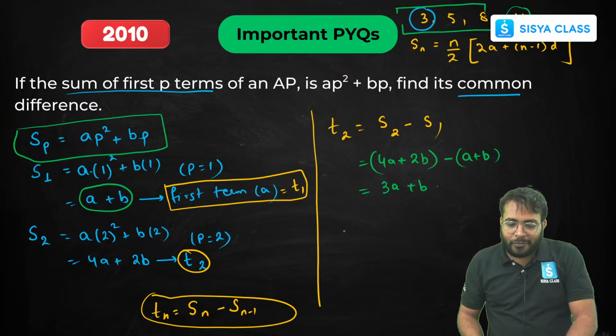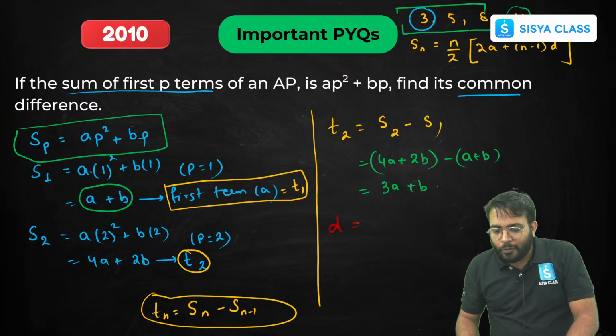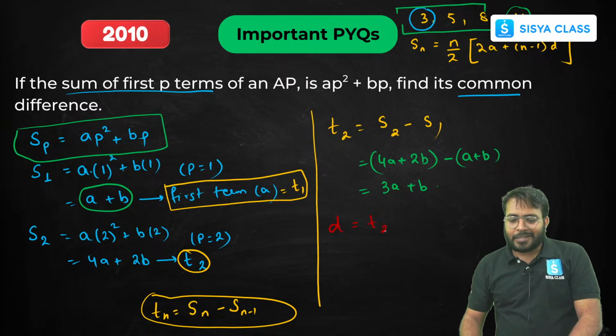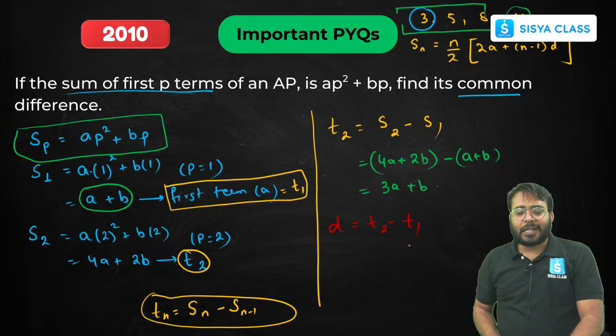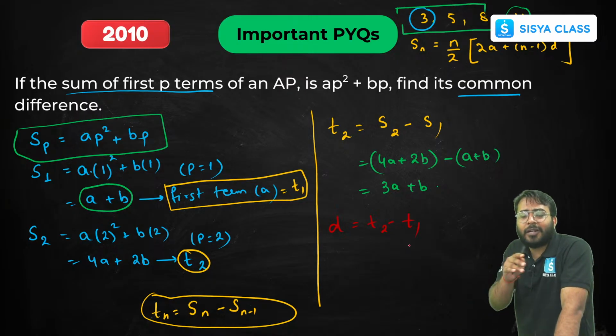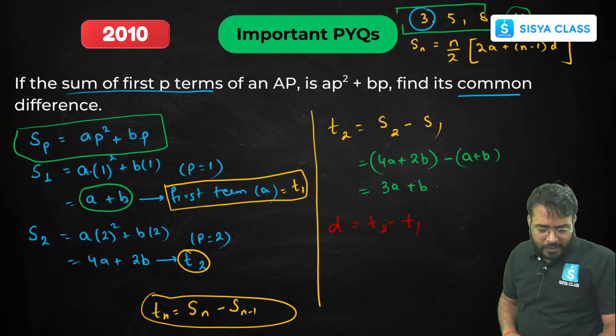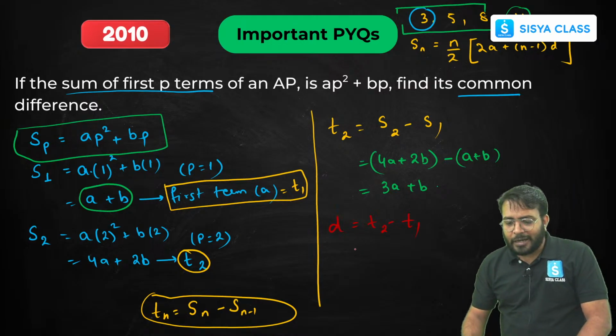कॉमन डिफरेंस क्या होता है बेटा? कॉमन डिफरेंस इट इज ऑलवेज गोइंग टू बी सेकंड टर्म माइनस फर्स्ट टर्म, second term minus first term, or fourth term minus third term, or fifth term minus fourth term, right? Yes or no? Okay, so second term minus first term.